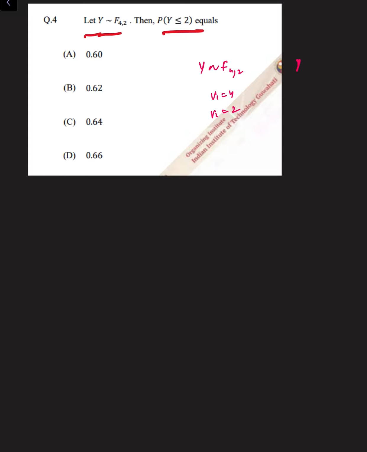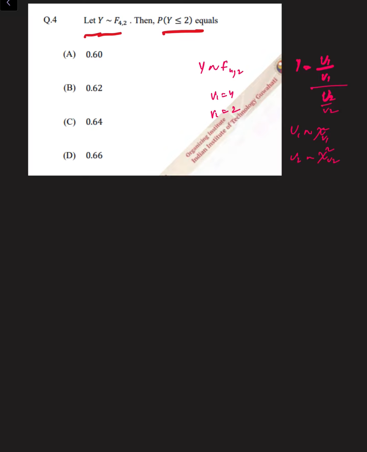And this y is of the form (u1 by v1) divided by (u2 by v2), where basically u1 is following chi-square with v1 degrees of freedom, u2 is following chi-square with v2 degrees of freedom, and u1 and u2 are independent.